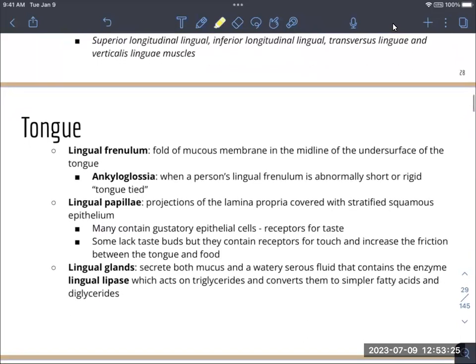So underneath the tongue, we have that lingual frenulum, which I showed in that picture a few slides ago. Ankyloglossia. This person may have a very short or very stiff lingual frenulum, and they have a harder time talking. So this person is said to be tongue-tied.